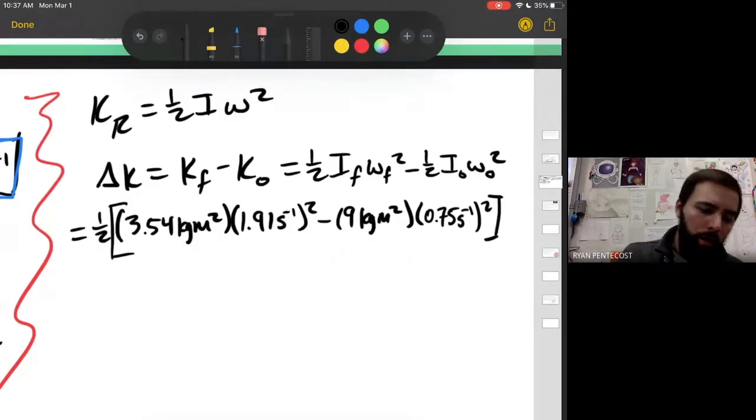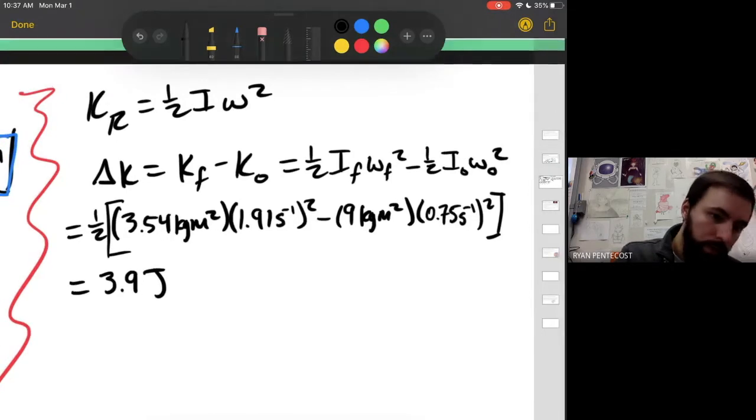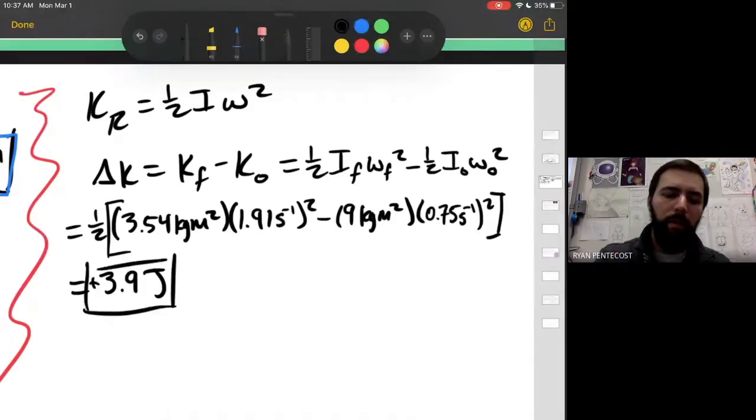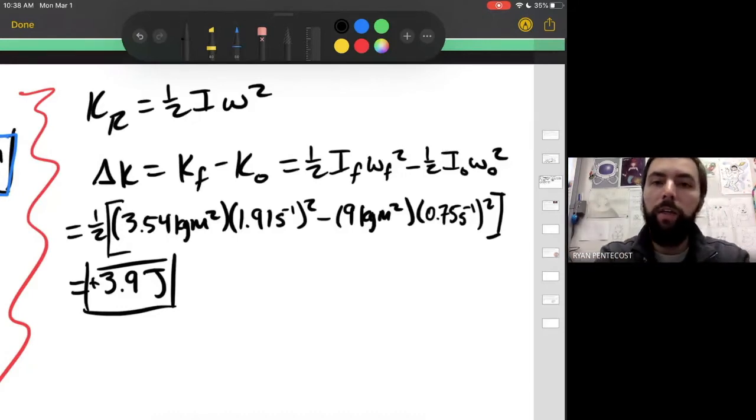So our answer here is going to be something along the lines of 3.9 joules. And that is an increase, right? Yeah, an increase of 3.9 joules. So we gained this kinetic energy, right? If we're looking at 1/2 I omega squared, we know that our moment of inertia changed. It actually decreased, but that is not what's causing this increase in rotational kinetic energy.